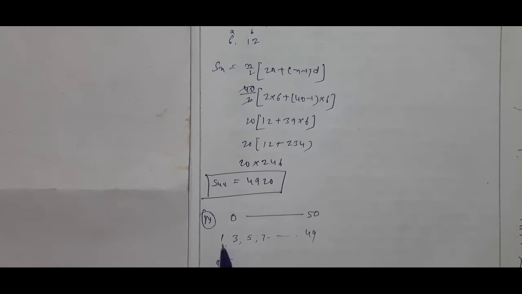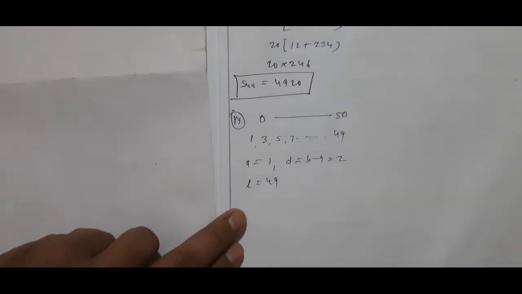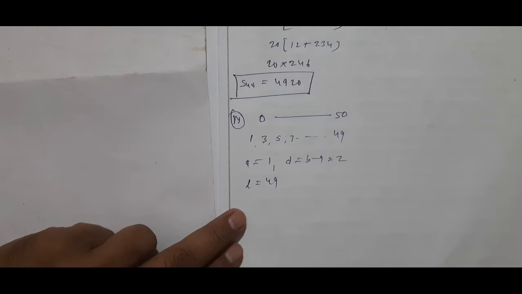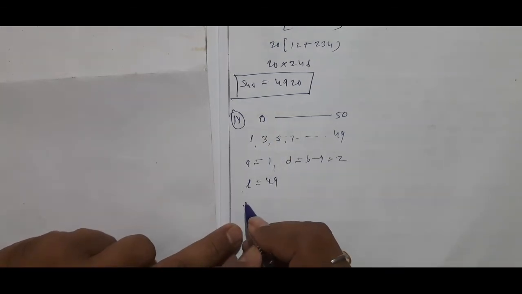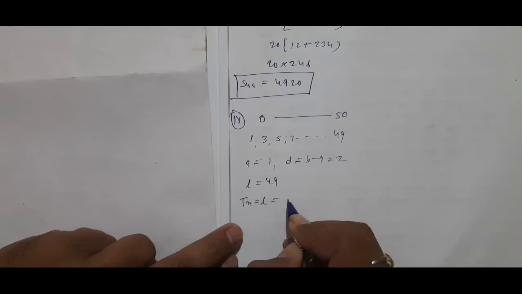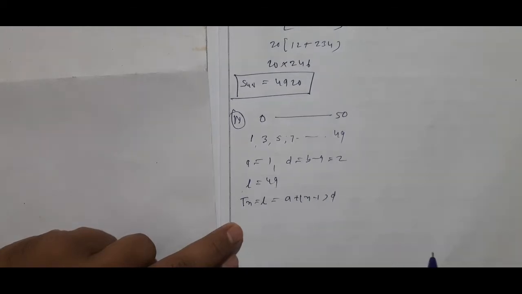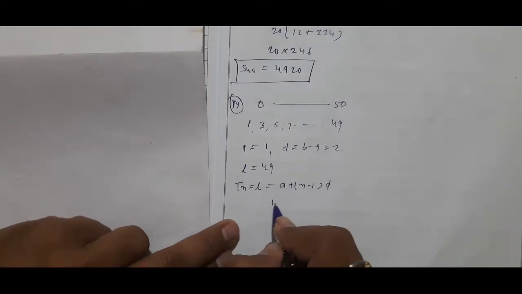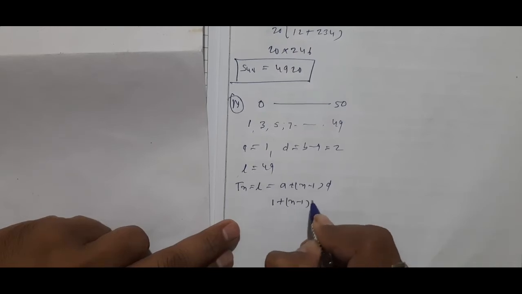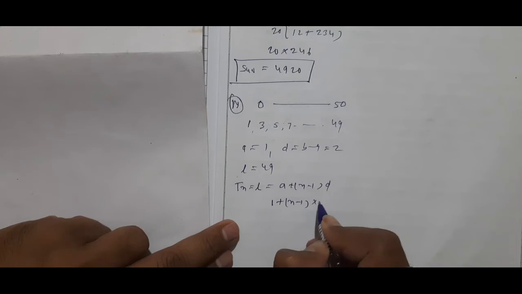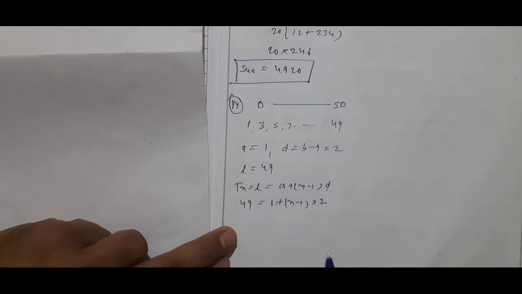So A equals 1, D equals B minus A, which means 3 minus 1 is 2. So the D value is 2 and the L value is 49. First we have to find the number of terms. We use the Tn formula, the number of terms formula, which is equal to L, and the L formula is A plus (n minus 1) into D. The A value is 1, n we don't know, D value is 2 and L is 49.